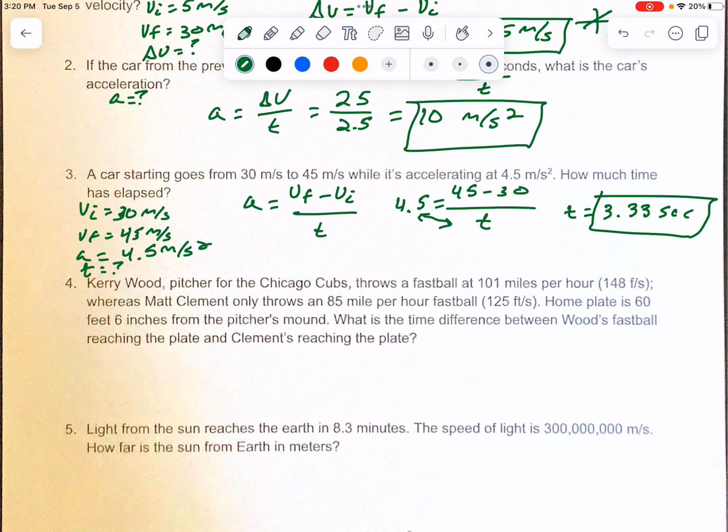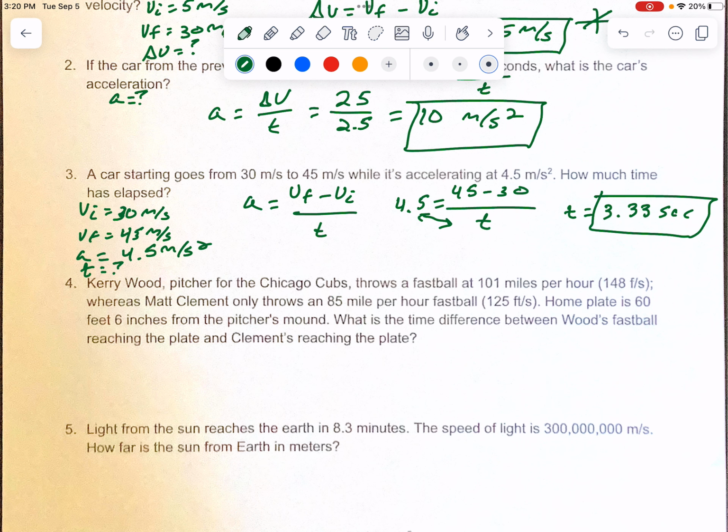Number 4, Kerry Wood, pitcher for the Chicago Cubs, throws a fastball 101 miles per hour, which is 148 feet per second, whereas Matt Clement only throws an 85 miles per hour fastball, which is 125 feet per second. Home plate is 60 feet 6 inches from the pitcher's mound. What is the time difference between Wood's fastball reaching the plate and Clement's reaching the plate?